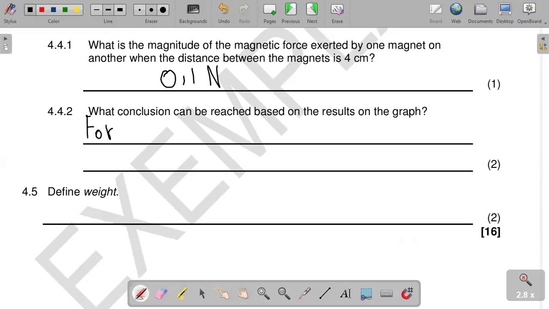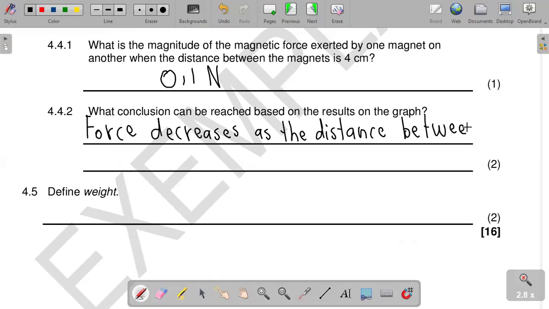So what we see here is that force decreases as the distance between magnets increases.